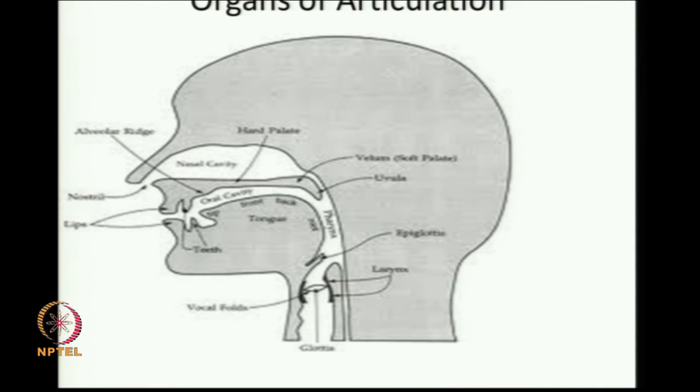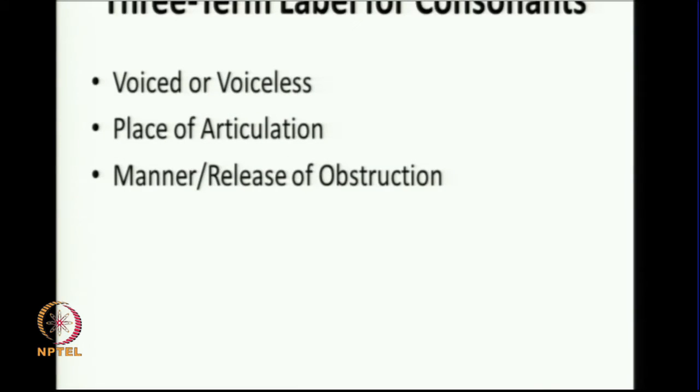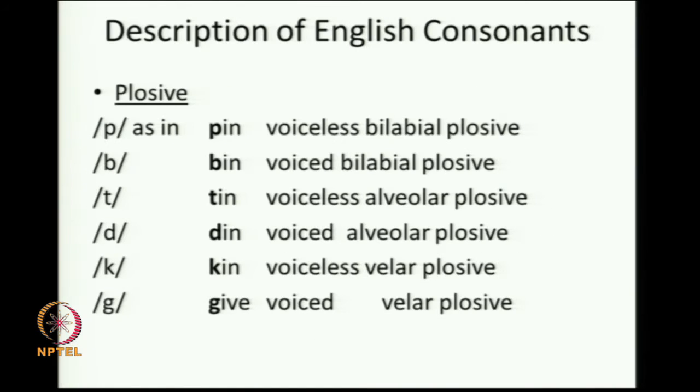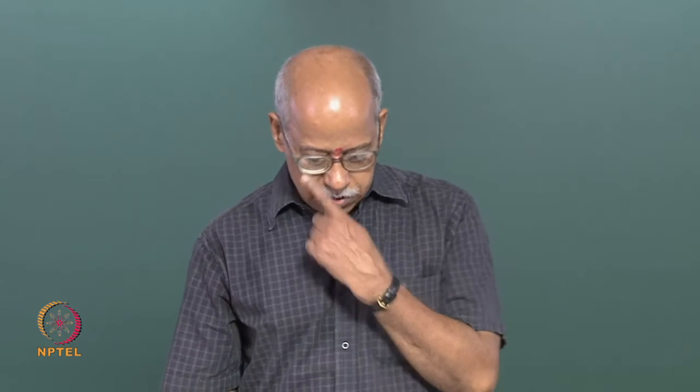Okay? How do we describe it? Is it voiced or voiceless? Voiceless. It's voiceless. Where is the place of obstruction? Alveolar ridge. Therefore, we call it alveolar. And what is the manner of release of obstruction? Explosive. Okay, go to next.